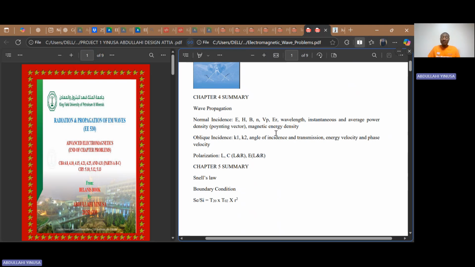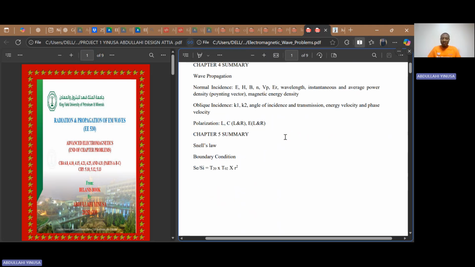We know that it is half CV squared. From there you can say that it is half times epsilon times E squared, and that is the energy. It is measured in watt-seconds per meter squared, and this one is measured in watts per meter squared.